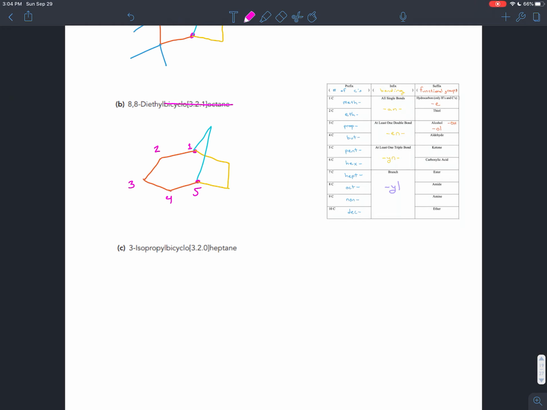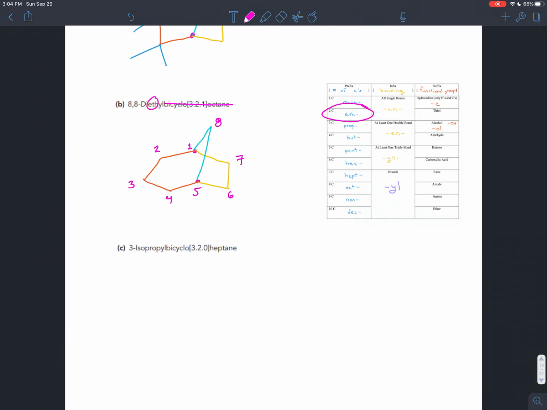Now I could either go to the right for the yellow ring or up for the blue one. The yellow one has more carbons. It has 2. So I'm going to go around that way. And that means that the top carbon is number 8. So that's where we're going to have branches.